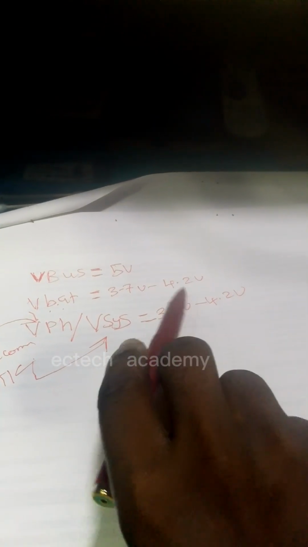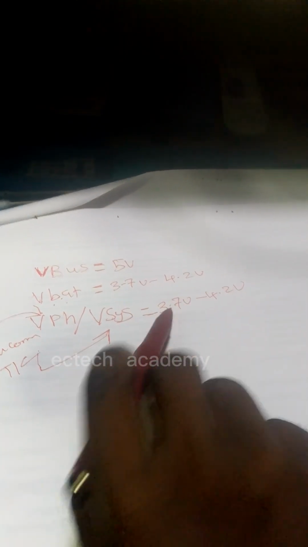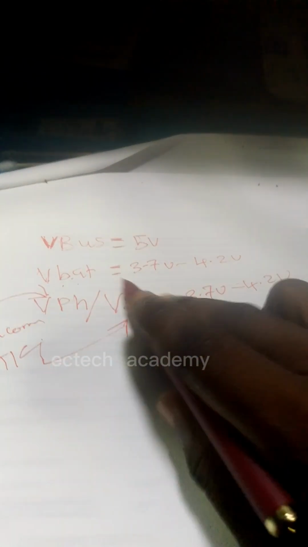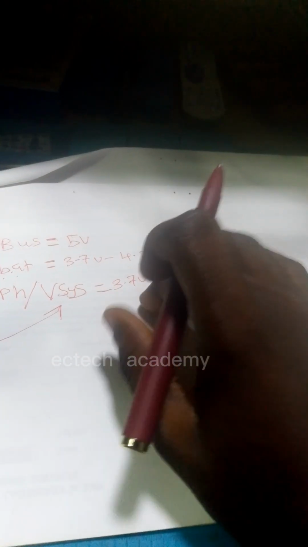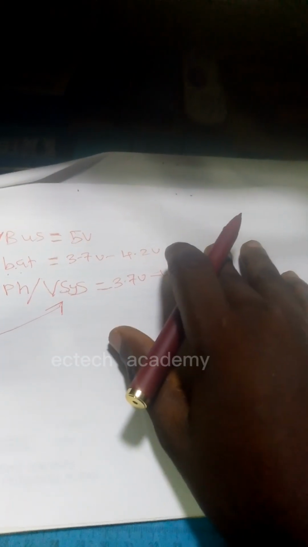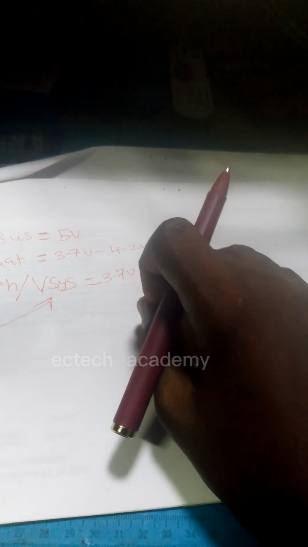Let me tell you one thing. You can see that this voltage corresponds to this V system, the battery feedback voltage. So don't be confused, it's also a battery voltage, so it's still coming out from the charging IC. But this is what you have to know.